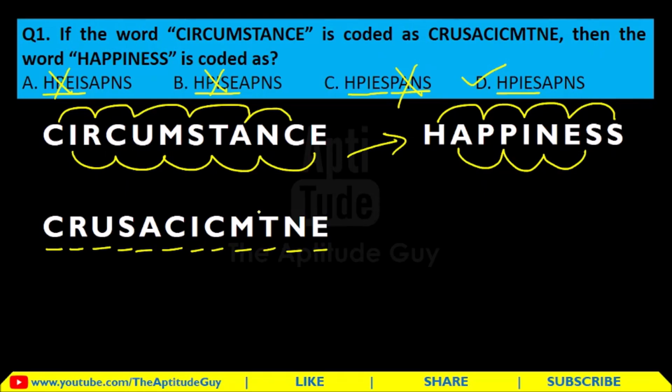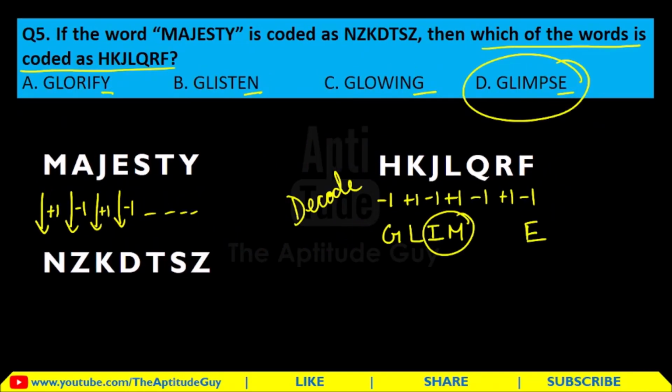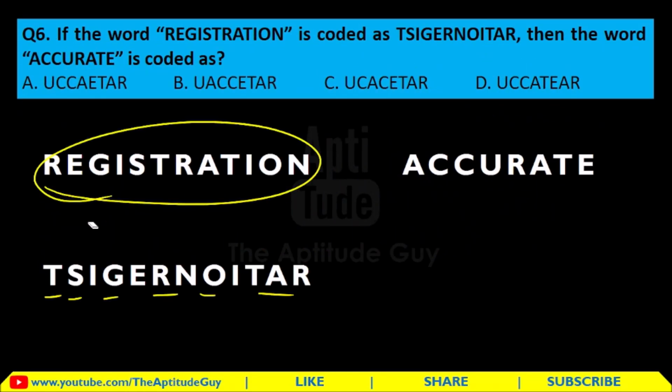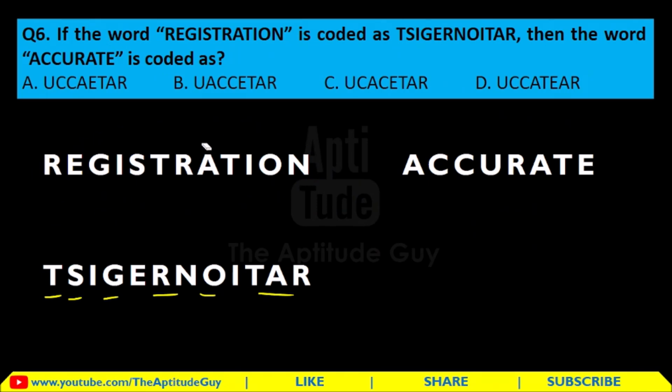So if every single letter exists in that word, then it is some arrangement of the same letters. It's not plus something, it's not minus something. It's the same word written in a different order. We just need to figure out that order. So let's do that. We have T-S-I-G-E-R.